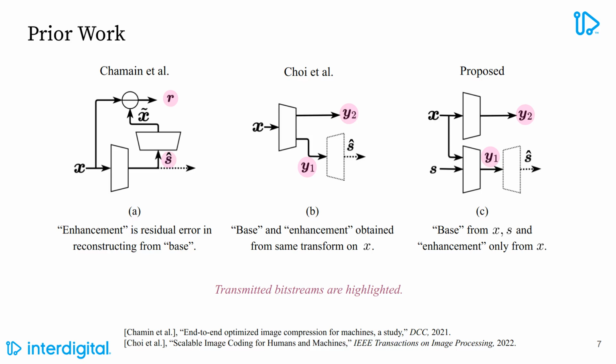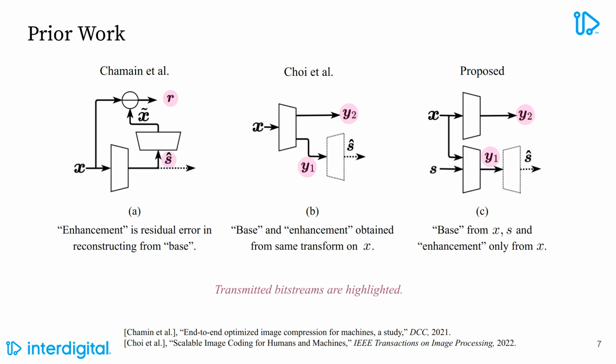Figure A shows the model architecture which is used by Shamain et al. The base bit stream S is derived from X. This base bit stream is then used to produce X tilde, which is a first approximation attempt at reconstructing the original input image, X. The difference between X and X tilde is called the residual, which is labeled as R in the diagram. This R is then transmitted as an enhancement bit stream, which can be used for reconstructing a better quality version of X.